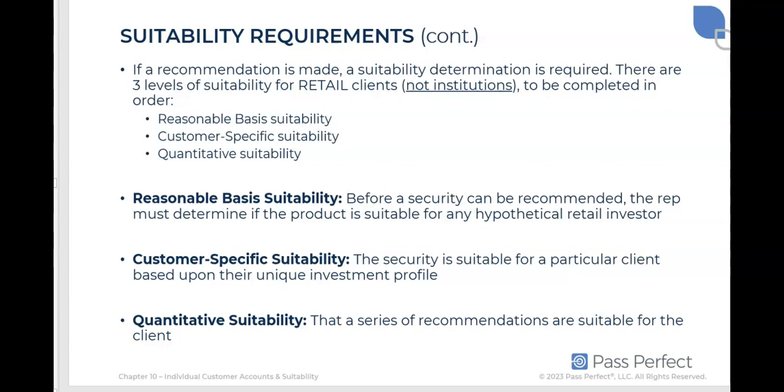That's the first level. Once we're past that, the next level is customer specific suitability. That means you have to know your customer well enough, their goals, their risk tolerance, their time horizon, before you make that recommendation. Is it the right fit for that person? Then the third level is quantitative suitability. Quantitative means numbers: whether the size of a recommendation compared to a customer's assets, or the frequency of buy and sell recommendations, is excessive and unsuitable for that person.